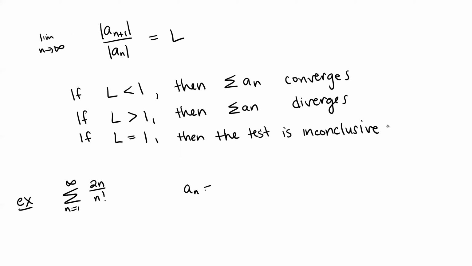So first of all, what is a_n? Well, a_n is right there. So a_n is 2^n over n factorial. Now we also need to have a_(n+1). So what we're going to do is anywhere we see an n, we'll write n plus 1. So we'll have 2 to the n plus 1, and then instead of n factorial, we'll have n plus 1 factorial.